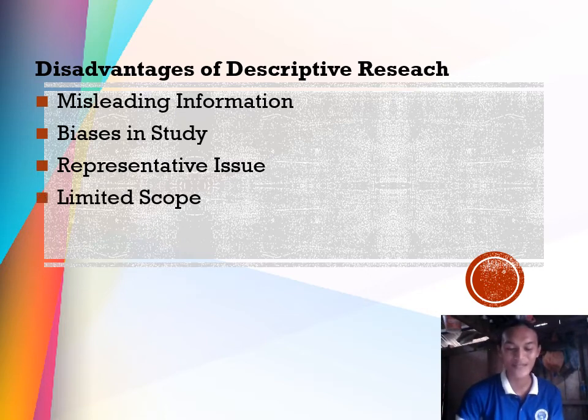The next is limited scope. That's a very crucial part of descriptive research. If you write a descriptive research, you must make use of all of the research capacity within the research scope of the study. So you must elaborate the one idea that you get. So that's also a very crucial part, the limited scope.